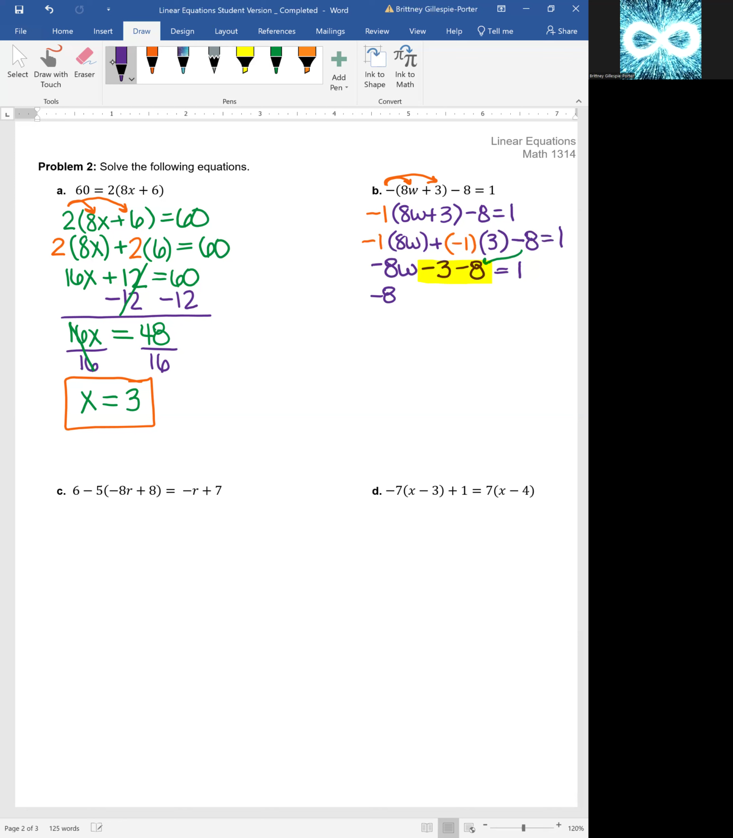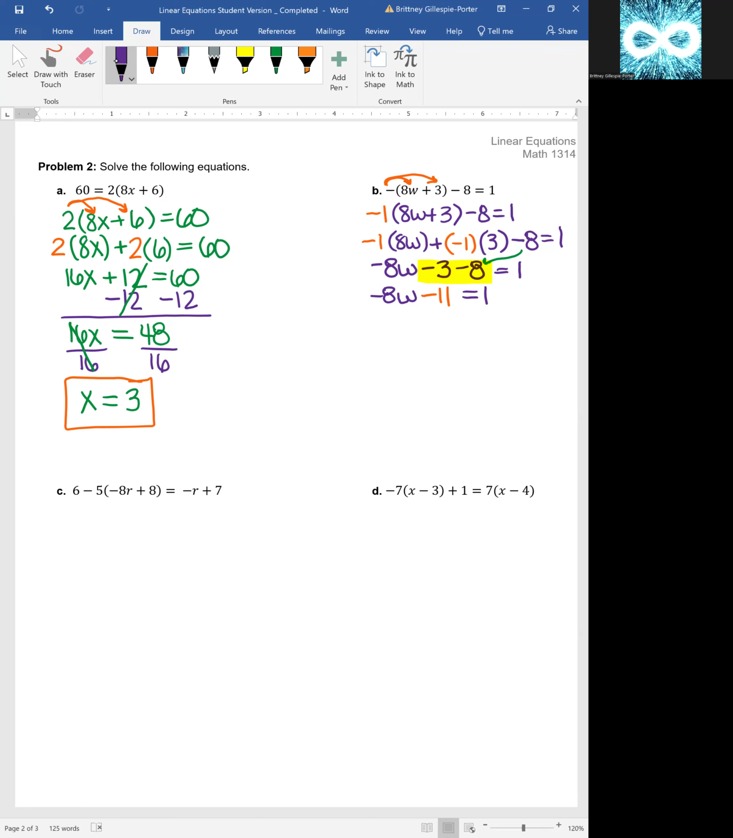The -8w is not a like term, so it's just going to follow along. We're not going to change it. But our -3 minus 8, they're on the same side. When you're on the same side in a war, you combine all your resources. So we're going to combine -3 minus 8 as we see it, and we get -11. And that's equal to 1.